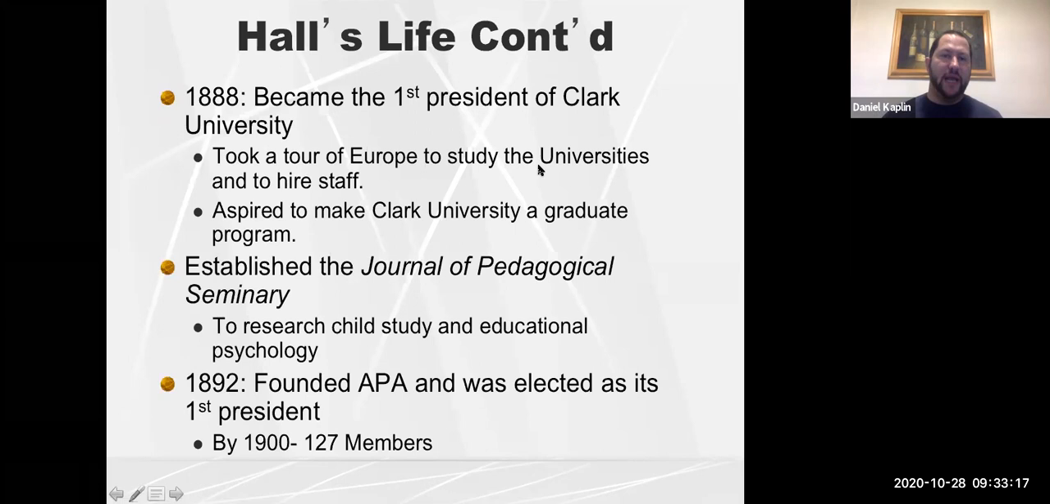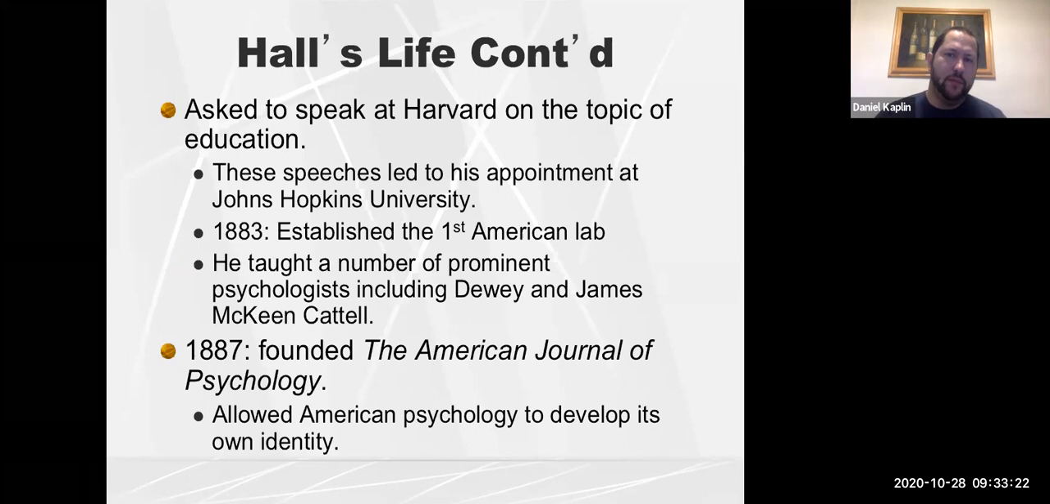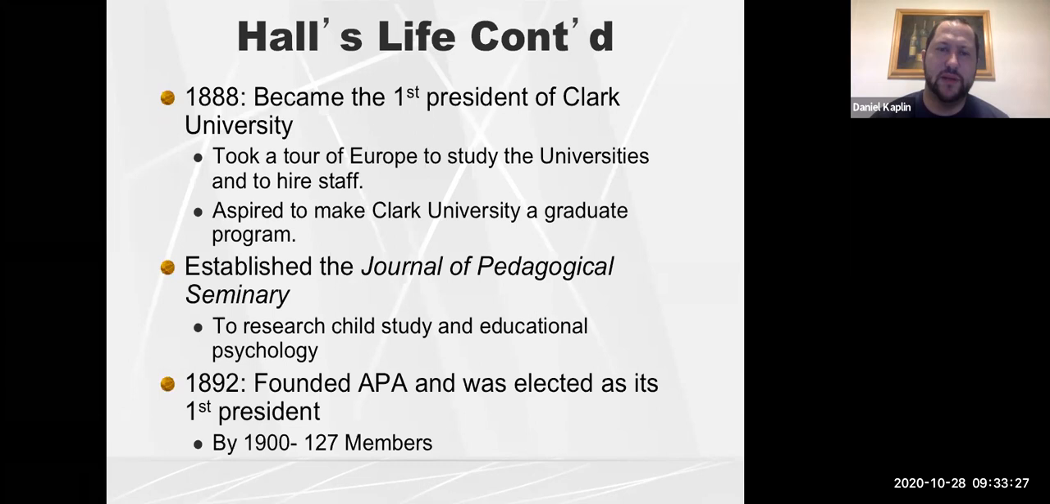So by 1888, right? If you look at it, he got his appointment at Johns Hopkins, but by 1888, he becomes the first president of Clark University. And then he wanted to start working on a graduate program. So that becomes what he does. And then he creates another journal, called the Journal of Pedagogical Seminary. Pedagogy refers to teaching. So this journal focused on research on children's studies and educational psychology. And then ultimately in 1892, he's elected as the first president of the American Psychological Association.